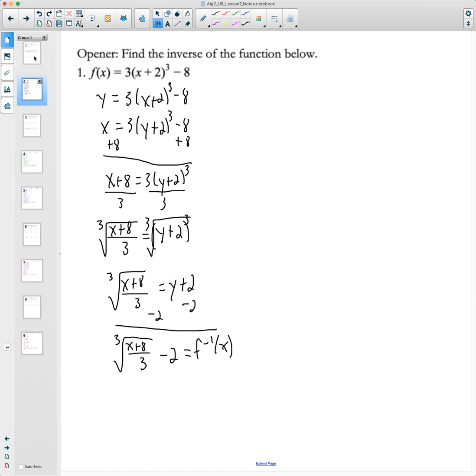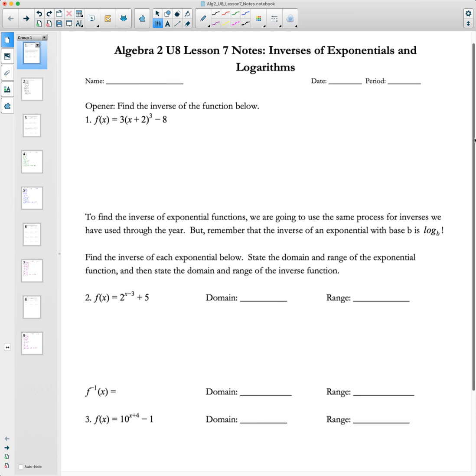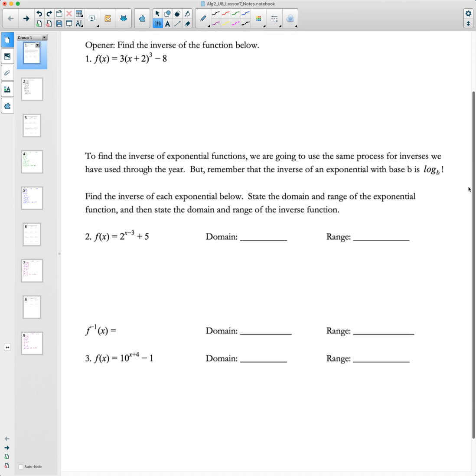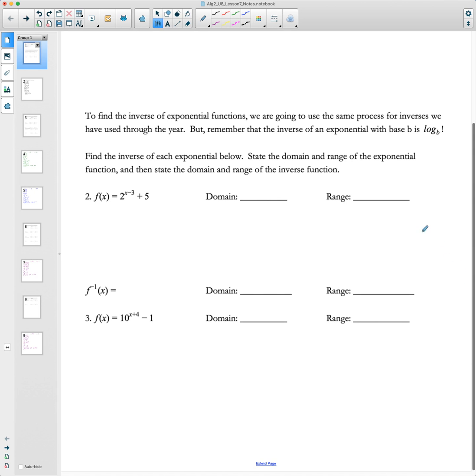So if we flip back here to the note sheet, we're going to find some inverses here, and we're going to start by finding inverses of our exponential functions first. And we're also going to do a little bit of domain and range to help us with that as well. And so remember that the inverse of any exponential with base b is log base b. So eventually, in the same way that we had to take that cube root a second ago, we're going to have to take a log of both sides of our equation to find our inverse.